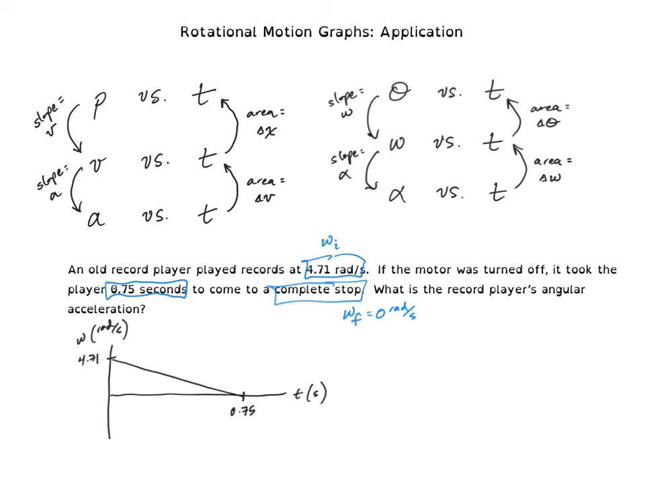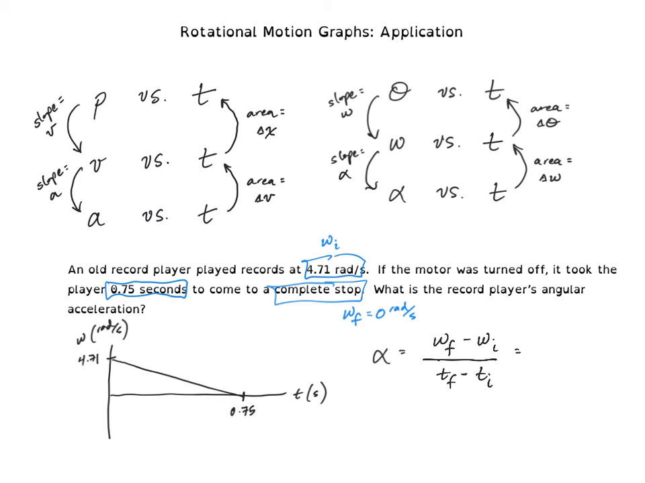Okay, now we're trying to find the angular acceleration. So we have an angular velocity versus time graph. So to find the angular acceleration, we need to take the slope of this line that we have here. All right, so doing this then, our angular acceleration, remember slope is rise over run. So we always start from our second point. So what we're going to say here is that it's going to be our omega final minus omega initial divided by our t final minus t initial.